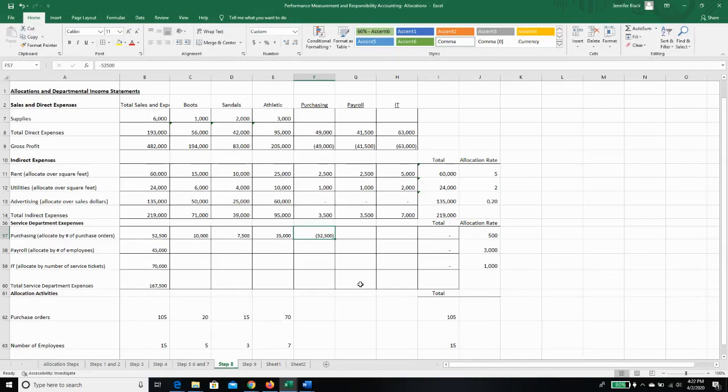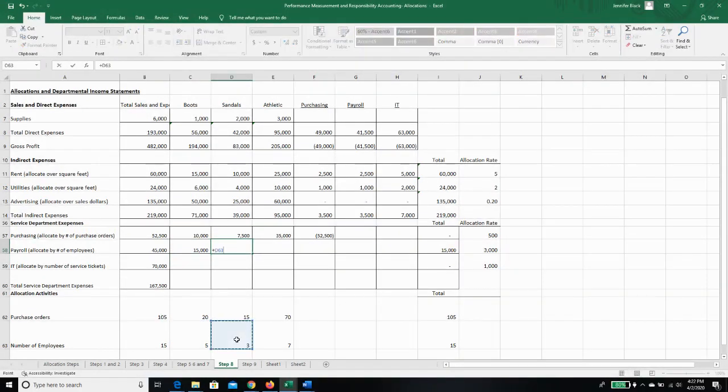Okay, we are back. Now we're going to allocate payroll and IT. So payroll is going to be allocated by the number of employees, and we're going to get $3,000 for every employee. Boots has 5 employees times $3,000 per employee. So Boots is going to get $15,000 of payroll costs.